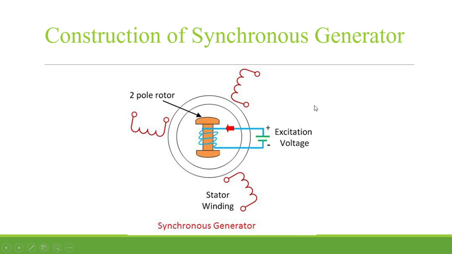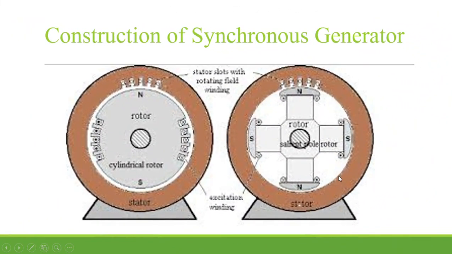So now coming to the construction of synchronous generator, again this is a machine. It will consist of two parts. The one is stator and the other one is rotor. The stator is the stationary part. Okay, this is the stator winding. The stator winding is the stationary part, and the rotor is the rotational part. So here it is a two pole rotor, and this kind of rotor is called a salient pole rotor, and it is given a separate DC excitation. So the relative motion between the rotor and the stator will induce the voltage and current. Now for a synchronous machine, there will be two types of rotor.